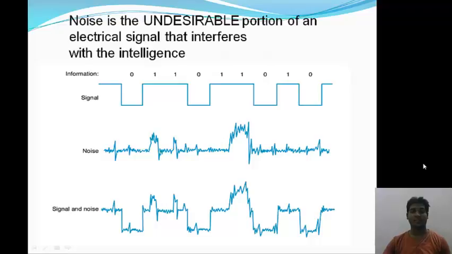Why do I call this an electrical signal? Because most of the signals we use in communication systems are electrical signals. Rather, we also use optical signals, and noise exists there as well. So it is an unwanted modification in the signal while transmitting, storing, or capturing the signal. So we have to learn how to minimize the noise.